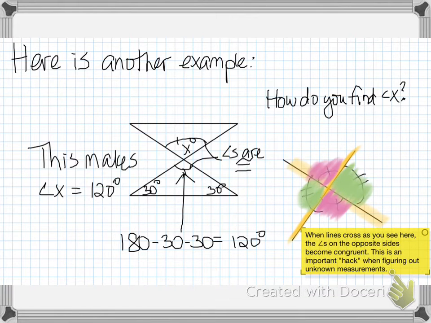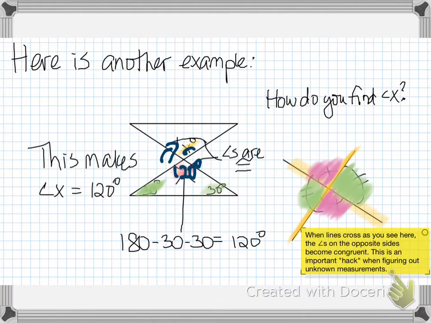So, in this example, I have a triangle. This angle measurement is 30, and that angle measurement is 30. I'm being asked to calculate X. Well, I don't know what X is, but I can figure out pretty easily what this one is, which happens to be congruent to X. Well, 30 and 30 is 60. 180 take away 60 leaves me with 120 degrees. That also makes that measurement 120 because they were congruent to each other.